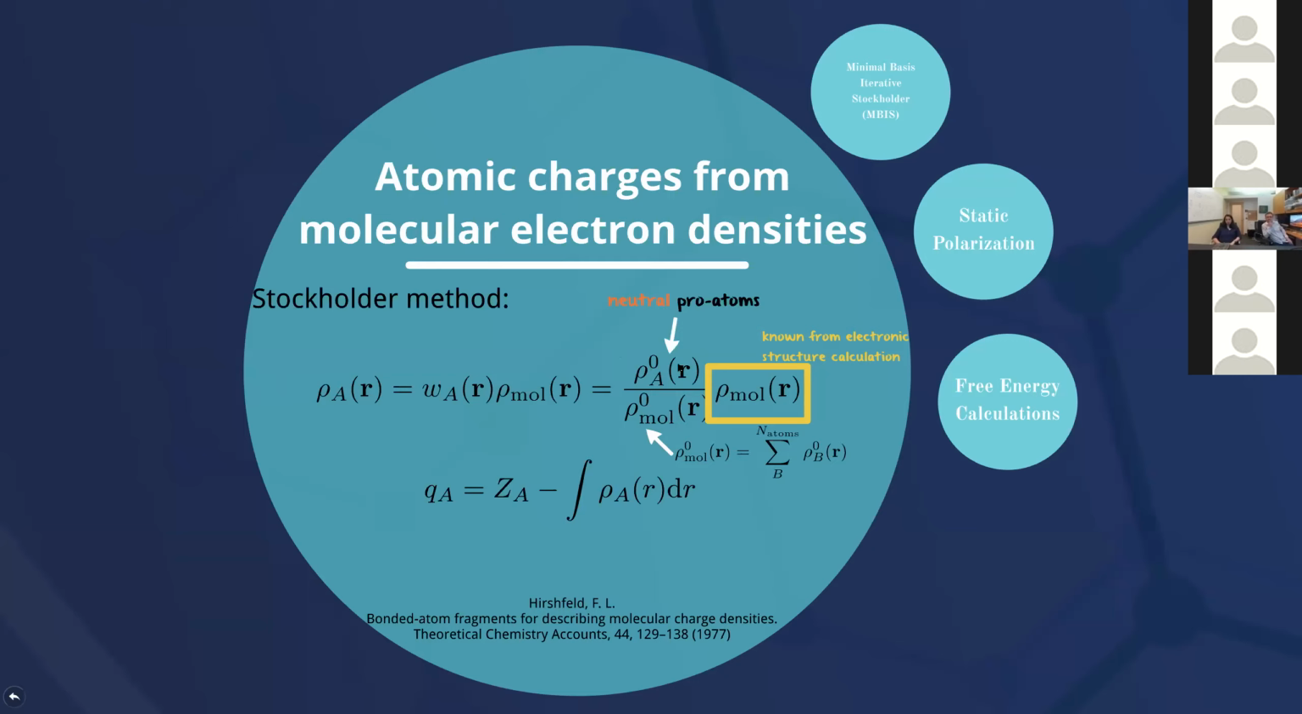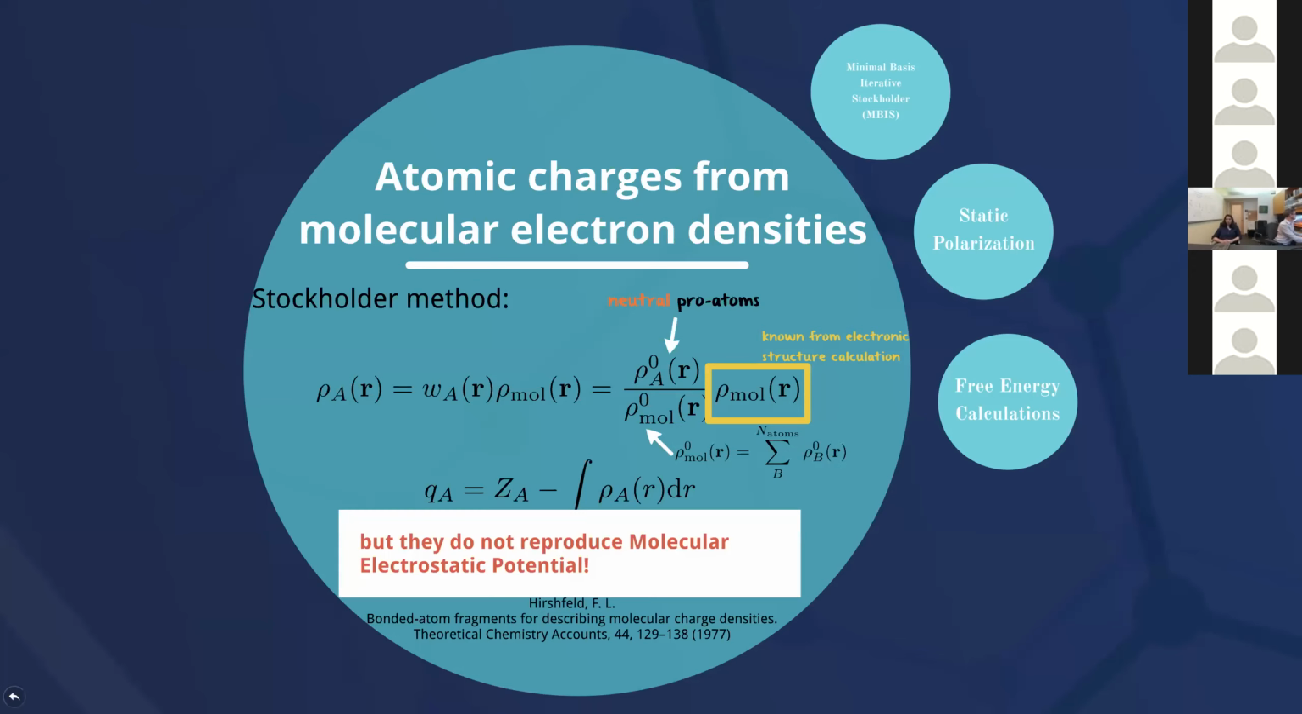So if you divide then how much each atom or pro-atom contributes to this pro-molecular density, you have something like a weight, which you multiply the molecular electron density with. That is basically what is called a Stockholder, because you ask yourself how much does a certain atom contribute to the molecular density at a certain point. If you have then the density of the atom in the molecule, you integrate the density, then you get basically the charge.